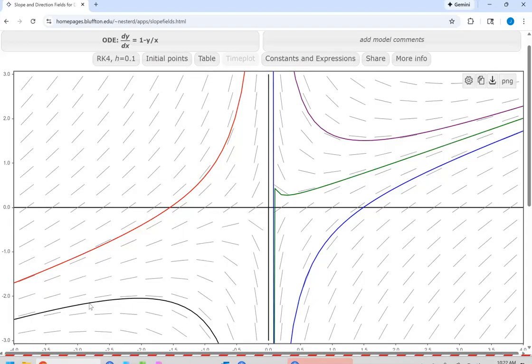Questions on that at all? Okay. Literally, that's all we're doing here with slope fields. That's it.